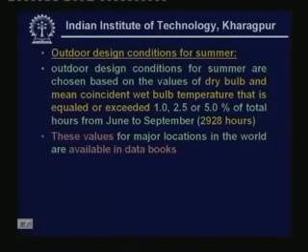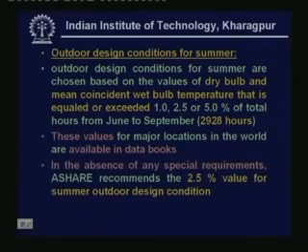These values for major locations in the world are available in data books. For example, the ASHRAE data book gives the 1% value or 2.5% value or 5% value for major locations in the world. And in the absence of any special requirements, ASHRAE recommends the 2.5% value for summer outdoor design conditions. So, special requirements means there are some situations where the inside temperature is very critical. That means, even for 10 hours throughout a year, you do not want the temperature to exceed a particular comfort value. That means inside condition should not exceed a particular value under any circumstances. Then you have to go for a 1% value instead of going for a 2.5% value.